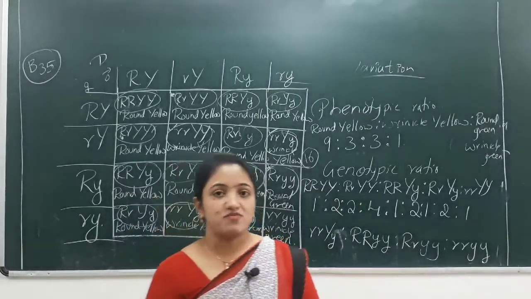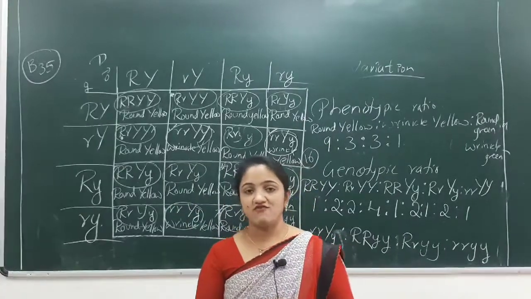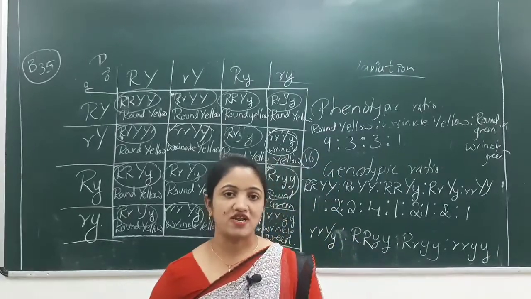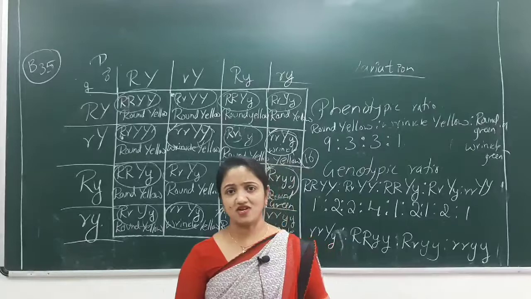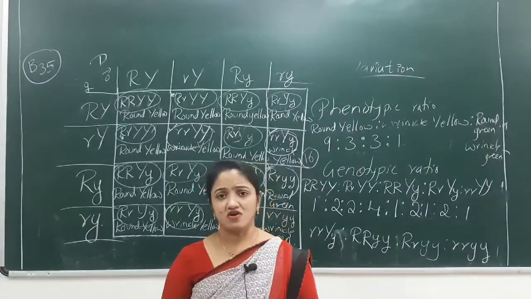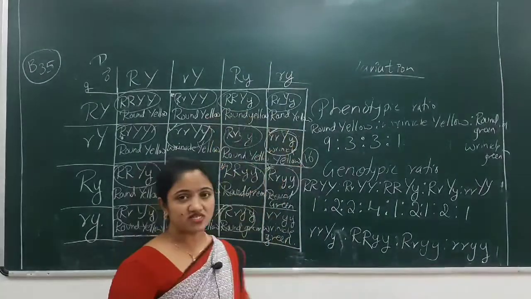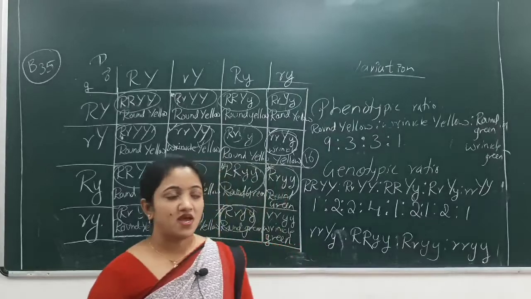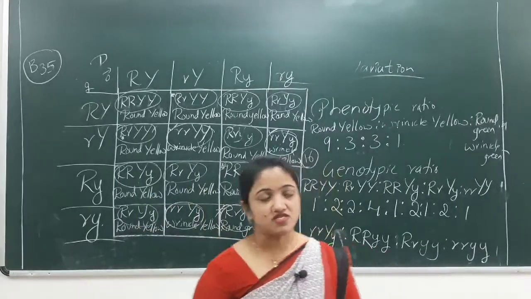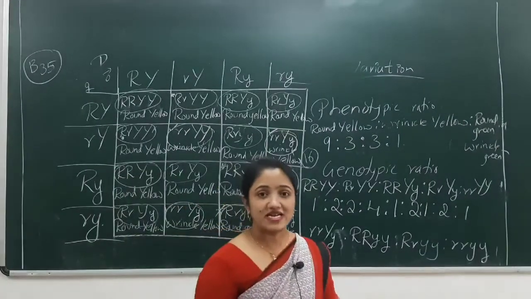So the assignment of today's session is, you have to cross two more characters like flower color. You can take the flower color, seed pod, shape of the pod, color of the pod, anything you can take, but leaving these two contrasting characters, and submit it to me. And if you have any doubts regarding today's concept, just message me. With this, you have to write the law of independent assortment also.